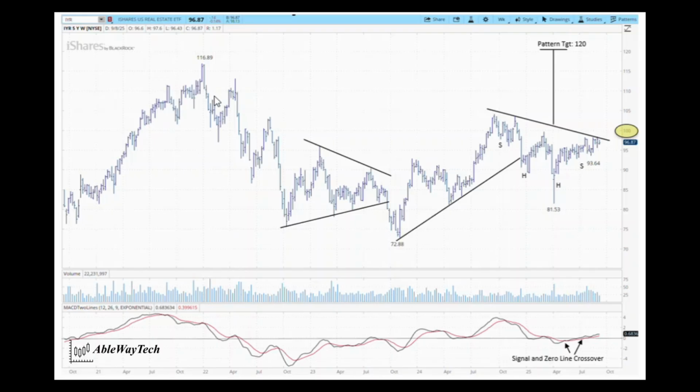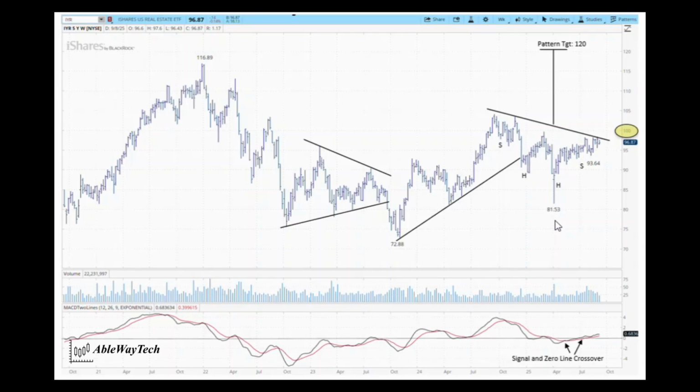The move off of this 2023 October low of 72.88 has resulted in a 1-year uptrend here that then started a sideways consolidation pattern in early 2025. It started going sideways and consolidating. This is a very interesting pattern here.